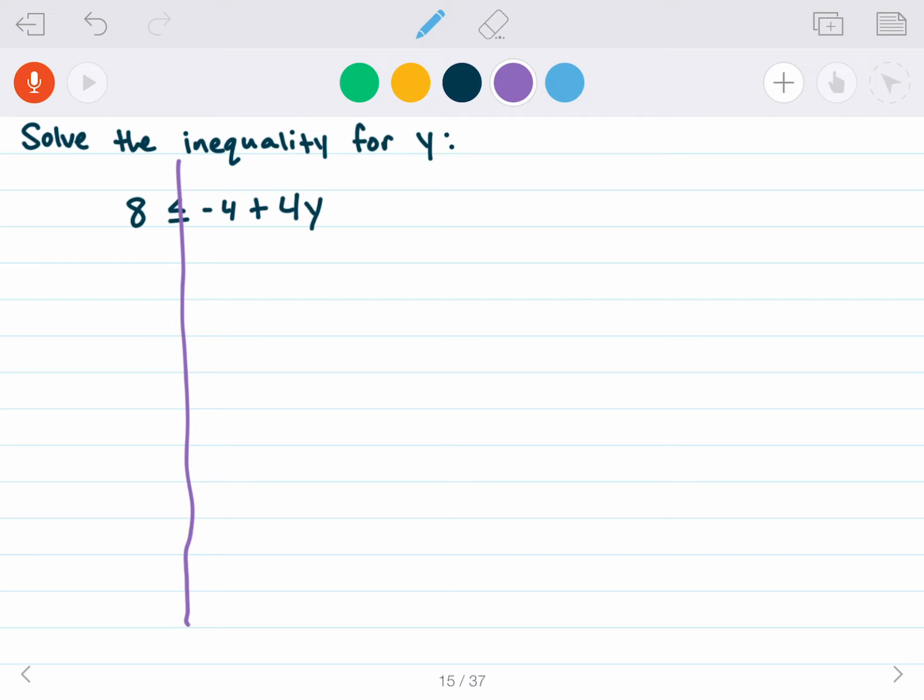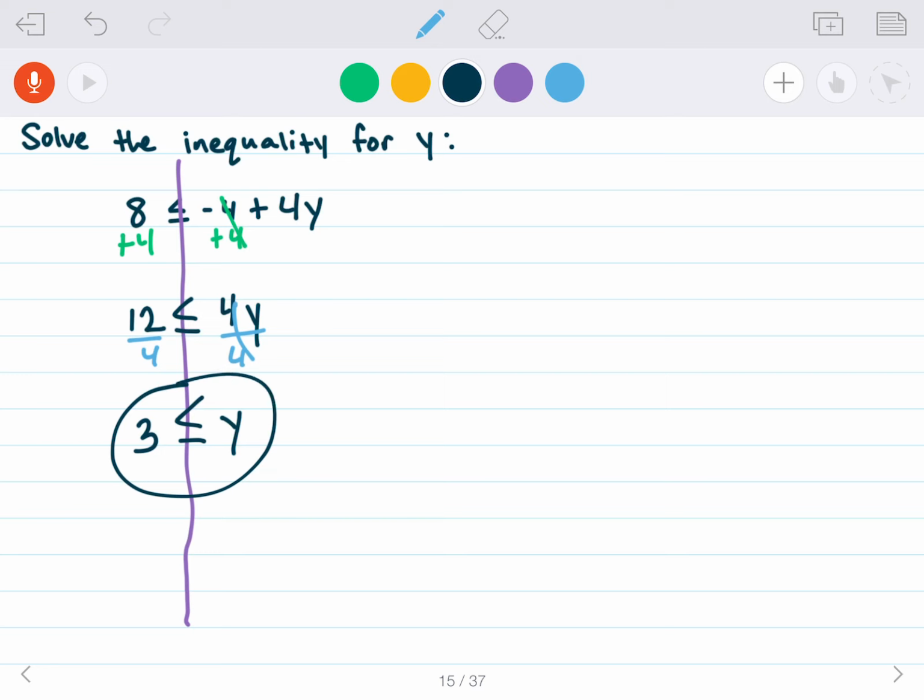This time our variable's y. Looking at the side with y, I want to isolate it. So the first thing I can do to get y alone is I can add 4 to both sides. When I do that, on the left I get 12, and on the right I get 4y. Now what I can do from here is I can divide both sides by 4 to get y by itself, which is what I wanted, just like when I solve equations. And 12 divided by 4 is going to give me 3. So this is 3 is bigger than or equal to y.